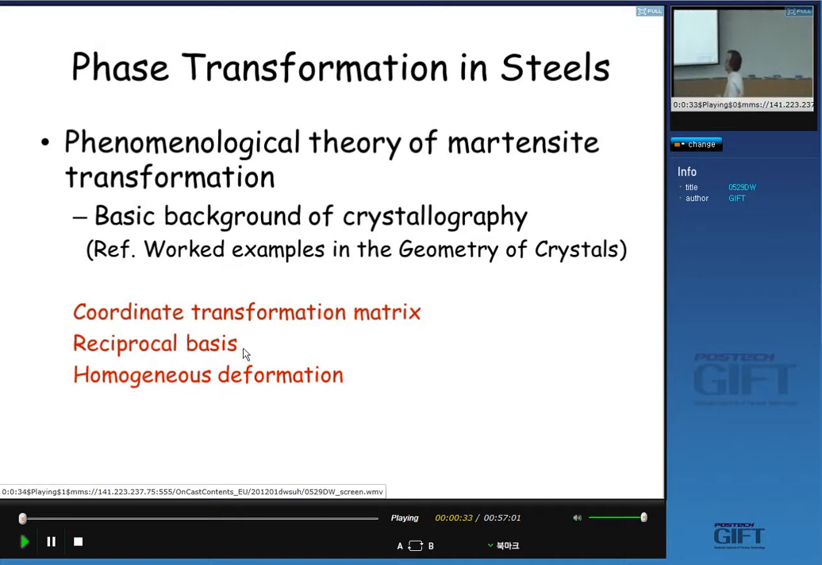In the previous class, we talked about the theory of martensite transformation, which is called the phenomenological theory of martensite transformation, in a somewhat qualitative way. To handle that theory in a more mathematical way, we have to be familiar with some basics of crystallography. So this class and next class, I will give you some basic information on the crystallographic theory, and then we will move to how to handle mathematically the phenomenological theory of the martensite transformation. And that will be the last class of this semester.